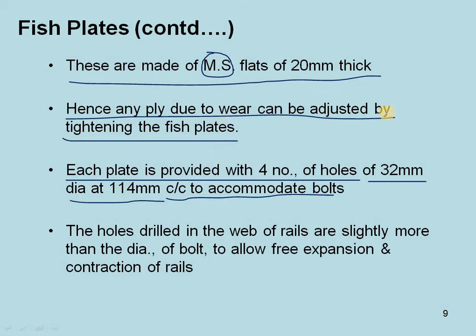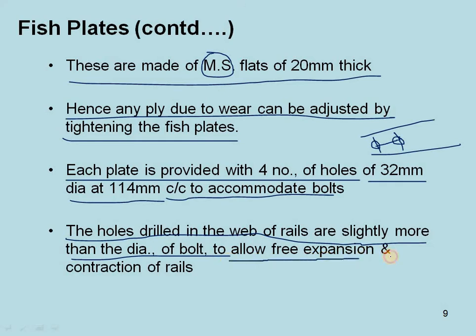So suppose you think this is a fish plate and this is a fish bolt, and here another fish bolt is there. So in between, the center to center between the bolts is 114, and the holes drilled in the web of rails are slightly more than the diameter of the bolt to allow free expansion and contraction of rails. So this will be the condition here, slightly more than the diameter of the bolt.